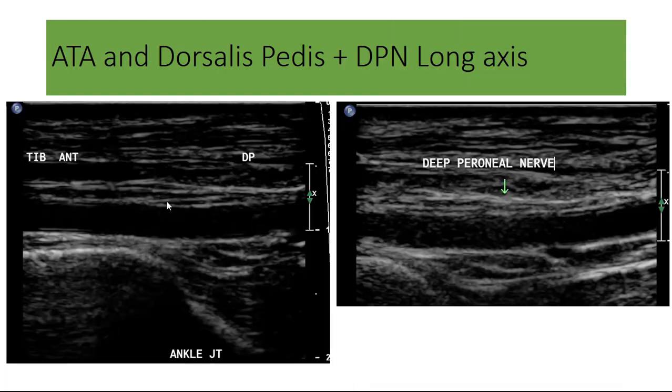You also need to know what our anterior tibial and dorsalis pedis artery is. Basically, once it crosses the ankle joint, it becomes dorsalis pedis artery. And so that's just so that you know what structures you're calling, if you're calling it anterior tibial artery or dorsalis pedis artery, when you're looking at this deep peroneal nerve. So we can see it in long axis and we can see it in short axis.